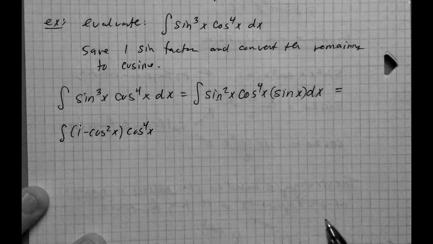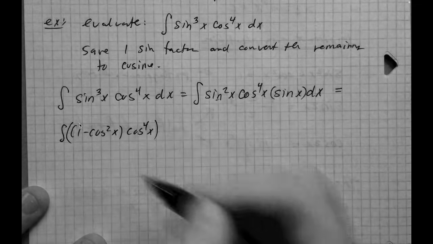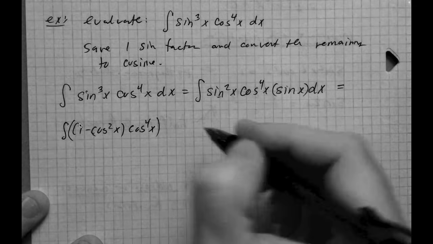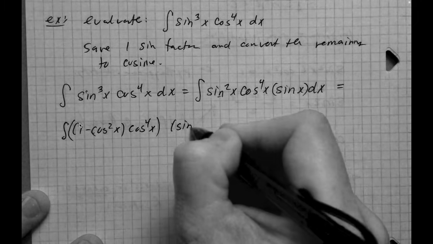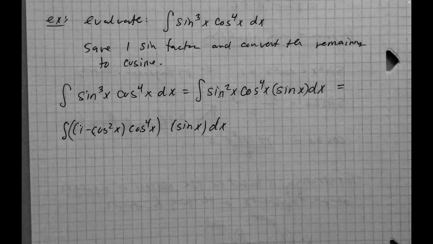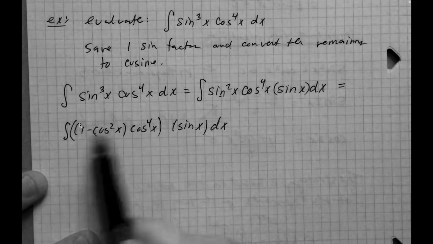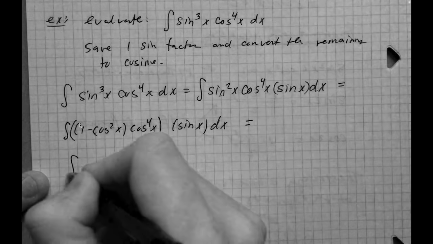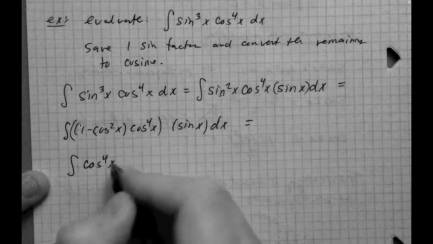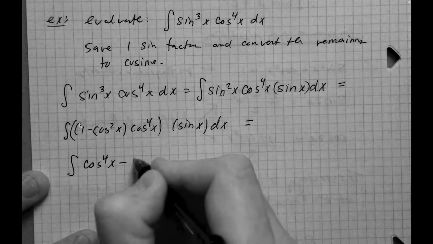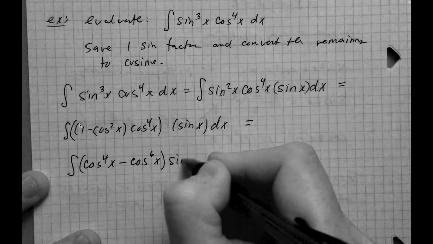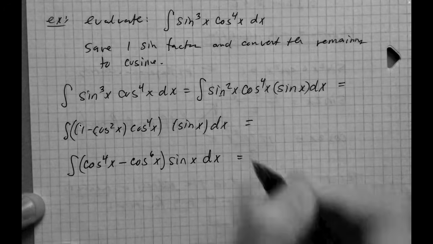Okay, like so. And then there's going to be this part that we're going to expand and rewrite. And then we're always going to retain this sine of x over here for use as part of our u substitution. Okay, so then expanding this, what do we get? We get cosine to the 4th power x minus cosine to the 6th power x, and that whole thing times sine of x dx.